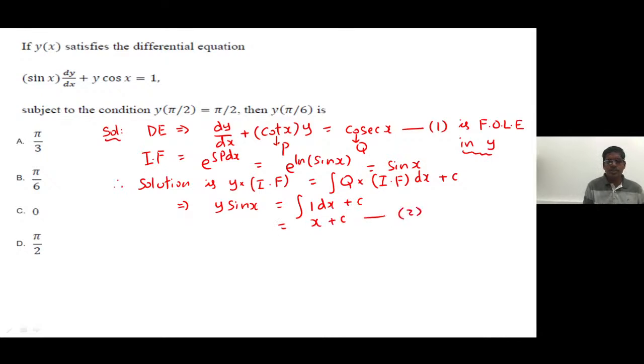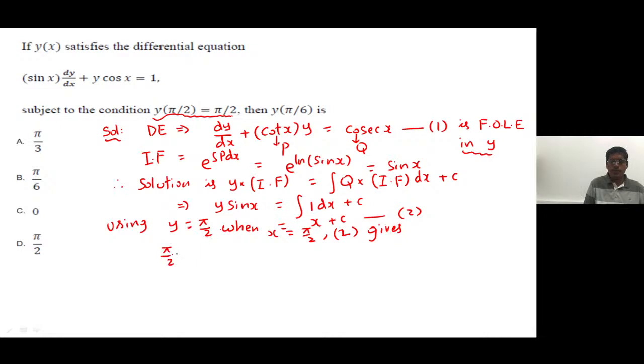So go to the initial conditions. y of pi by 2 is equal to pi by 2. That means the value of y is pi by 2 when x is equal to pi by 2. Using y is equal to pi by 2 when x is equal to pi by 2, equation 2 gives pi by 2 into sin pi by 2, which is 1. So this becomes pi by 2 into 1 is equal to pi by 2 plus c, which simplifies to c value giving 0.